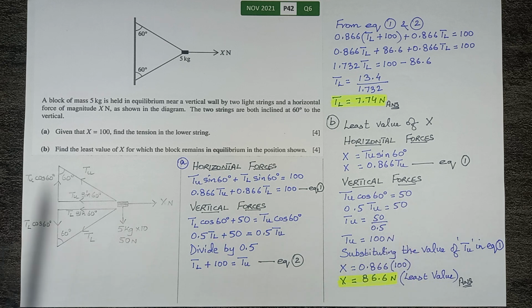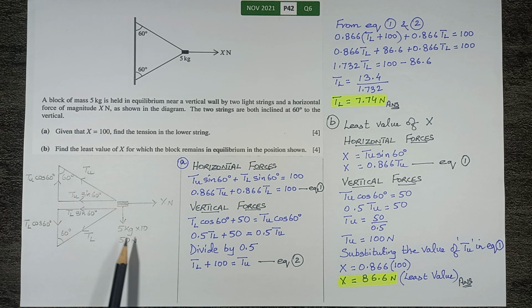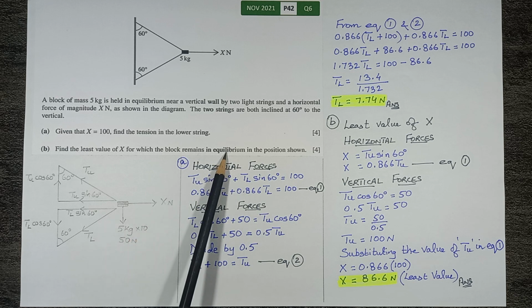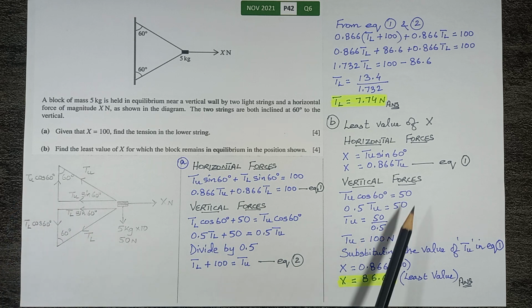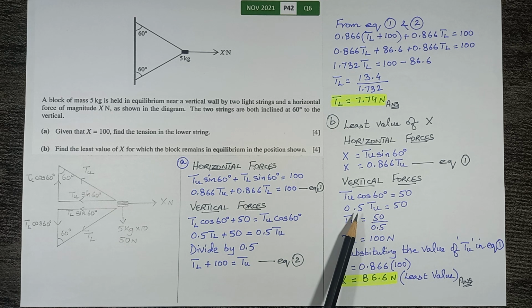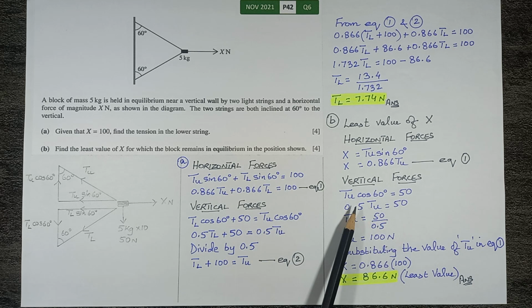Similarly, for vertical, we have TU cos 60, which is pointing upward, and 50 Newton, which is the weight of the block, pointing downward. The condition is equilibrium. That means the opposite forces would be equal. That means TU cos 60 would be equal to 50, and cos 60 is 0.5. From here we can say that TU is equal to 50 divided by 0.5, and we have the value of TU as 100 Newton.